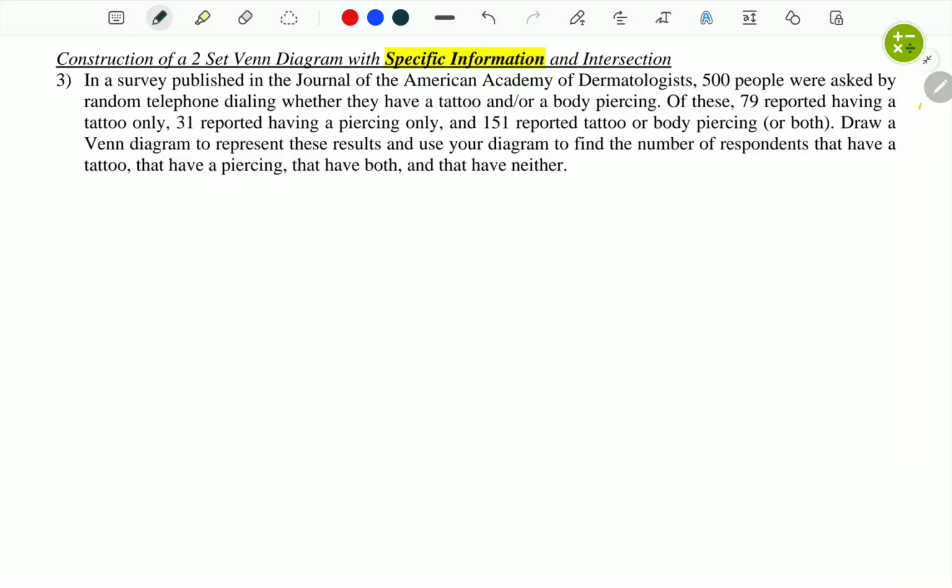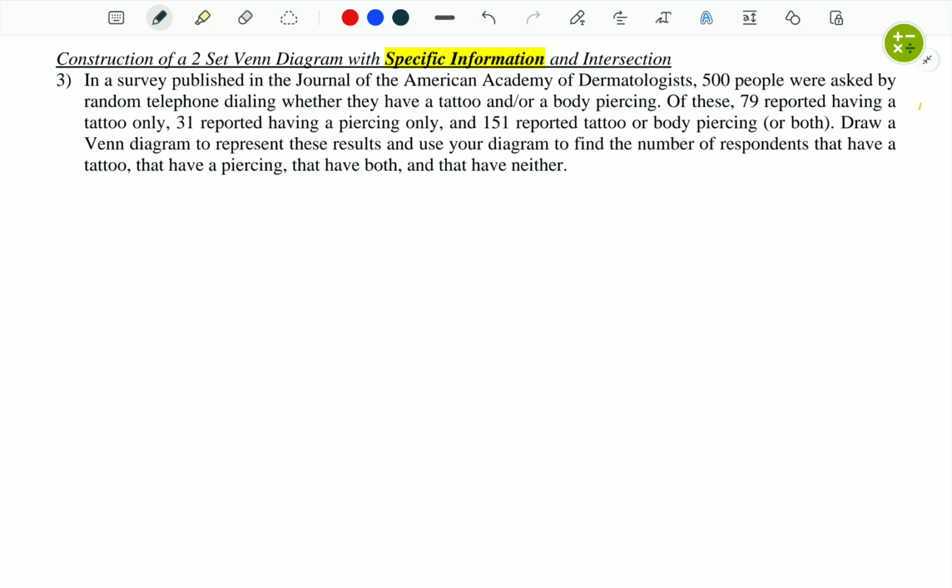All right, number three. Now, number three says construction of a two-set Venn diagram with specific information and an intersection. This one right here is going to be similar to what we're going to see in number four. And both this question and the next question will be useful to answer question number six, which is three-circle Venn diagram with specific information.